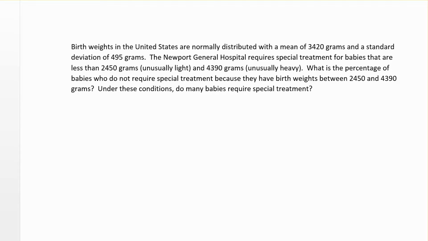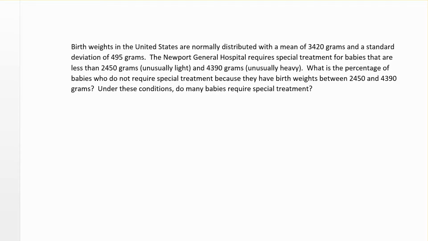Let's take a look at another situation. Birth weights in the United States are normally distributed with a mean of 3,420 grams and a standard deviation of 495 grams. The Newport General Hospital requires special treatment for babies that are less than 2,450 grams. They would be considered unusually light or unusually heavy, and that would be greater than 4,390 grams. What is the percentage of babies who do not require special treatment because they have birth weights between the 2,450 and the 4,390? That's the first question. The second is, under these conditions, do many babies require special treatment?